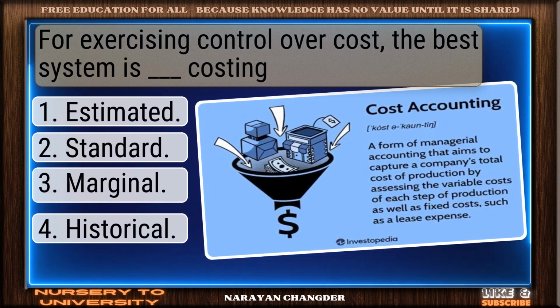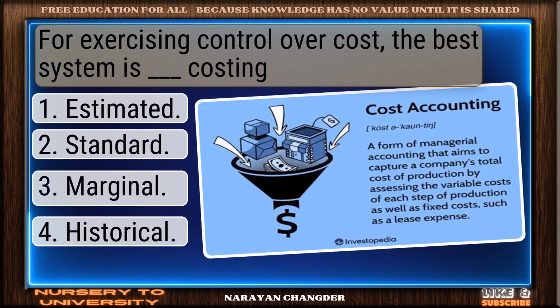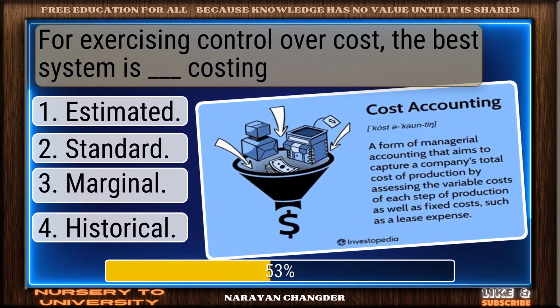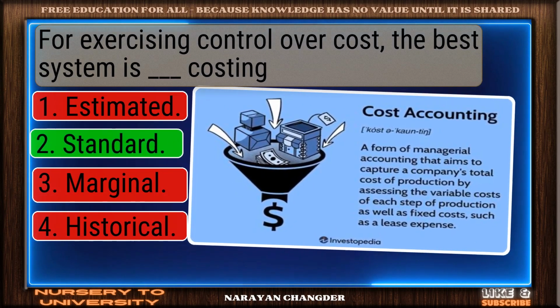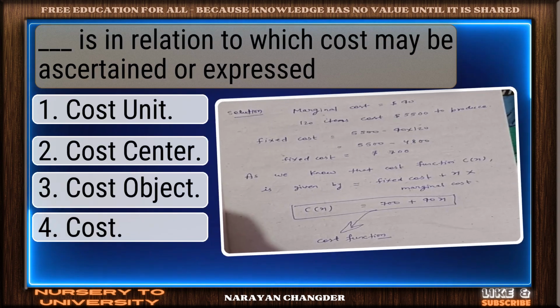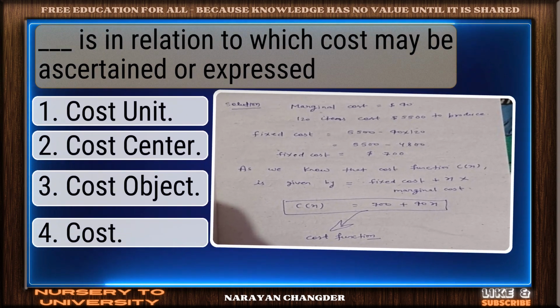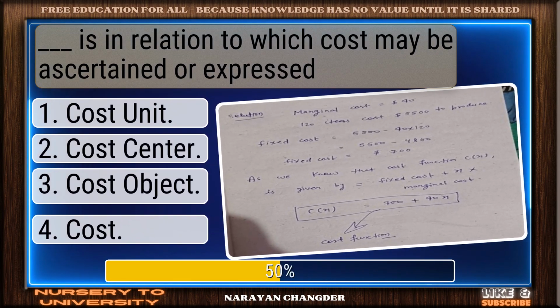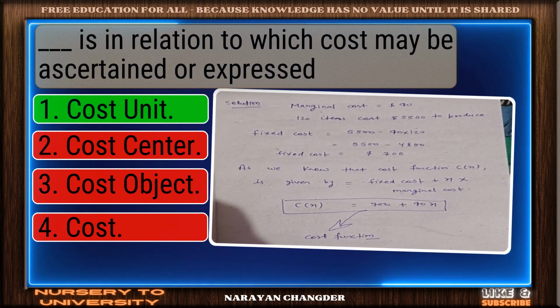For exercising control over cost, the best system is dash costing. Excellent. Standard is well reasoned. Dash is in relation to which cost may be ascertained or expressed. Smart move. Cost unit is accurate answer.